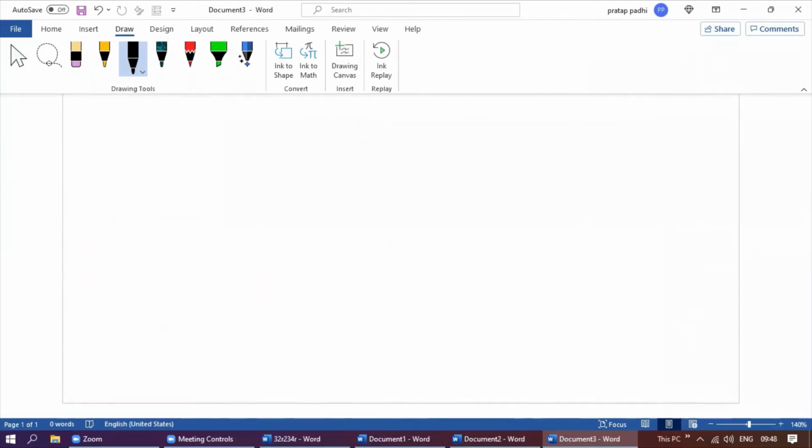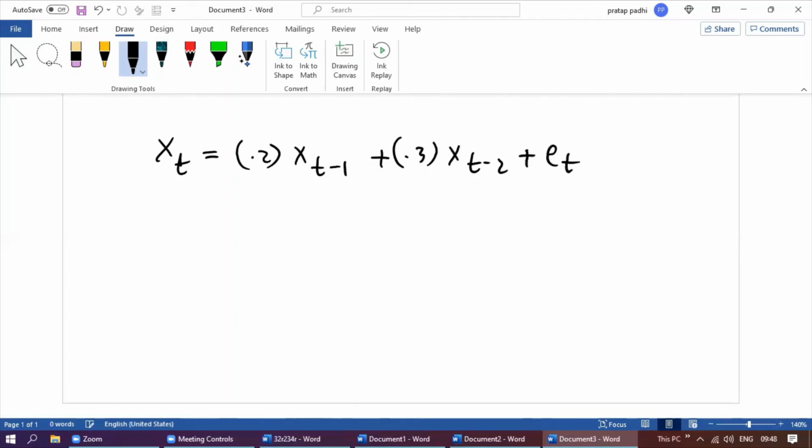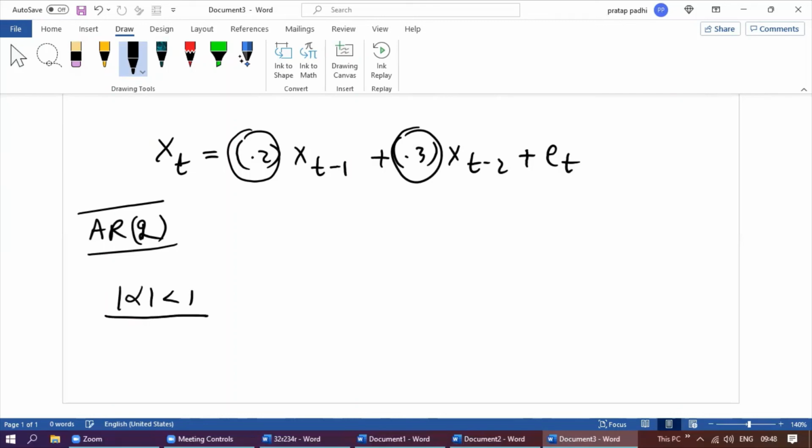The only problem is if I ask you this one. Suppose I say 0.2 xt minus 1 plus 0.3 xt minus 2 plus et. Then you will have a problem. Though this mod is less than 1 and this mod is less than 1, we are not sure. This is AR2. Whatever I discussed with you today are all AR1. For AR2, we have not derived anything. Mod alpha less than 1 is applicable only for AR1 processes.